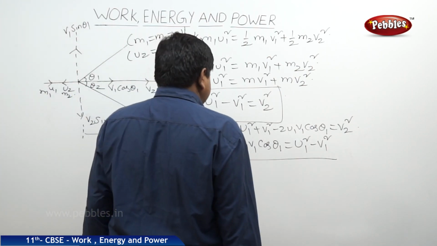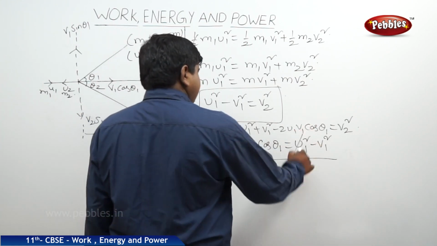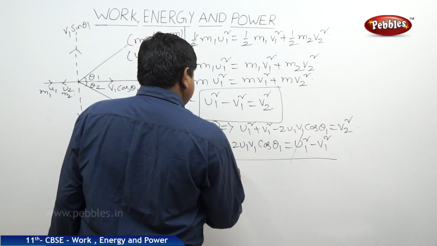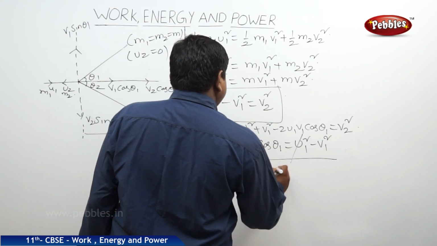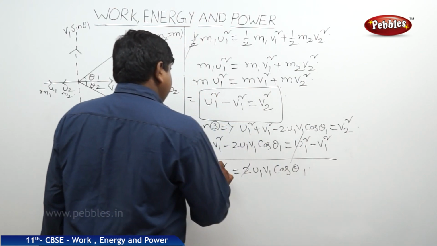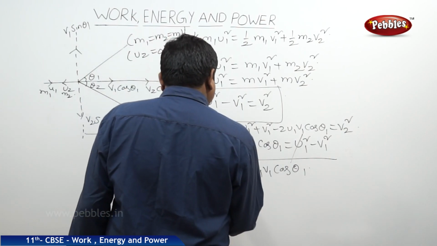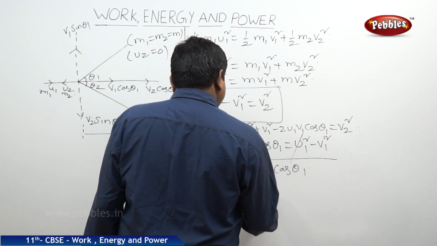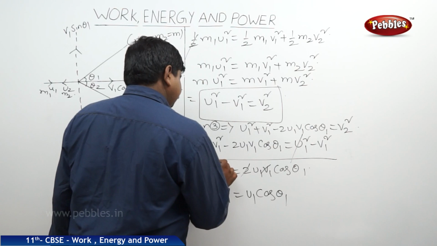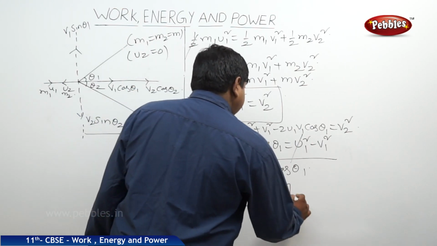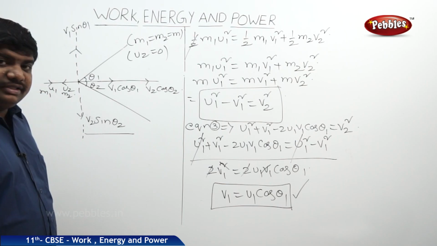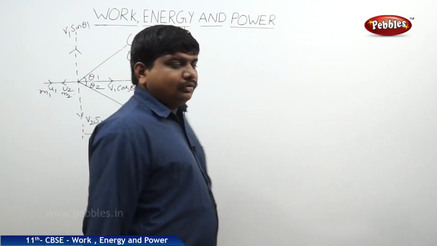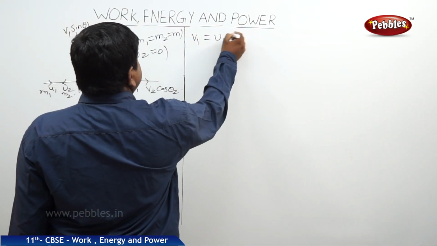So what we can understand from this is plus u1 square would get cancelled. So therefore this v1 square comes to here, 2 v1 square is equal to 2 u1 v1 cos theta 1, 2 gets cancelled. So therefore v1 is equal to u1 cos theta 1. So we got v1 is equal to u1 cos theta 1. So finally we got v1 is equal to u1 cos theta 1.